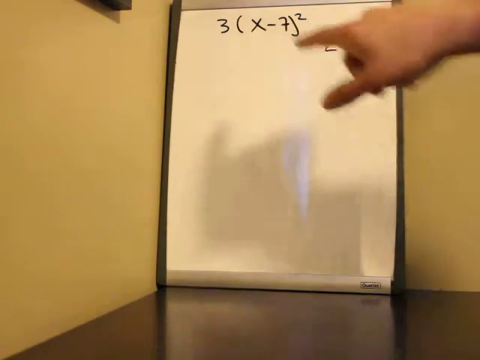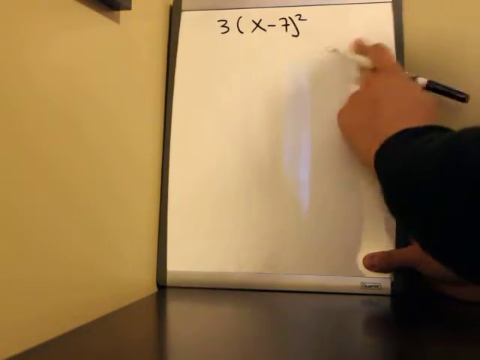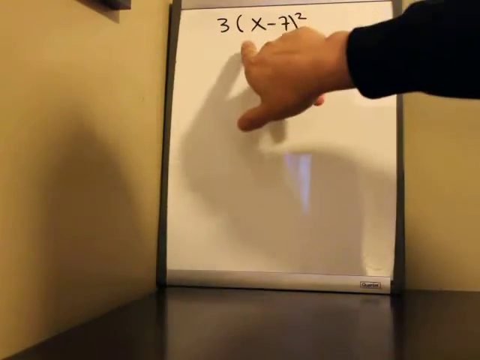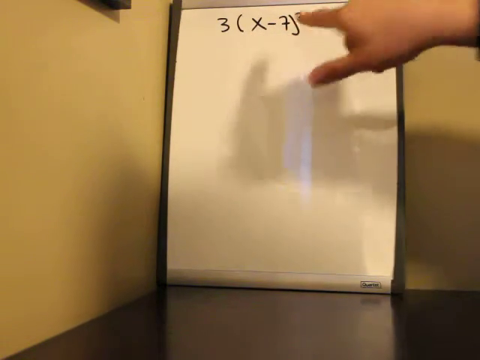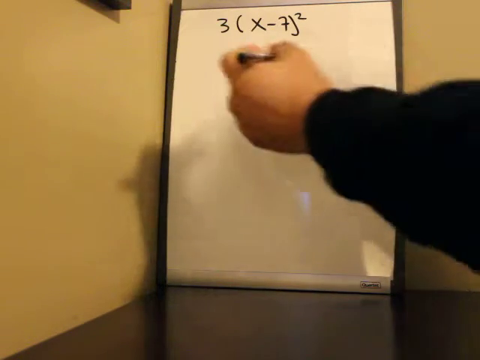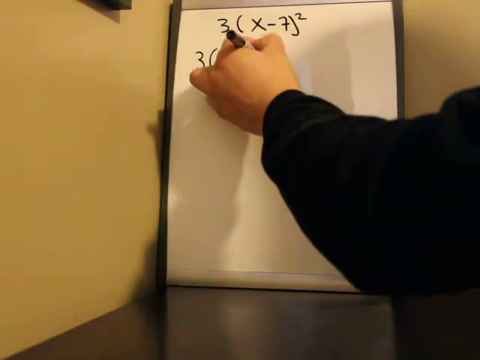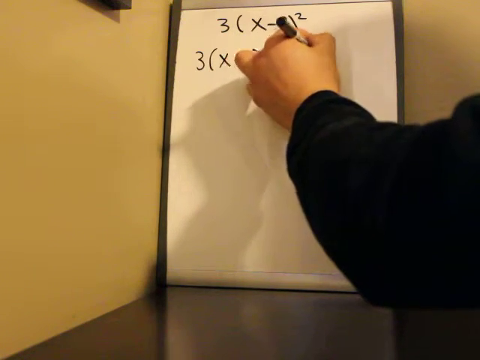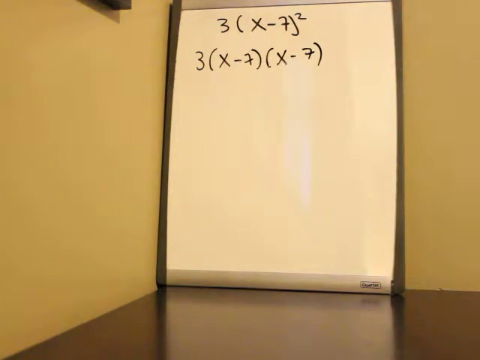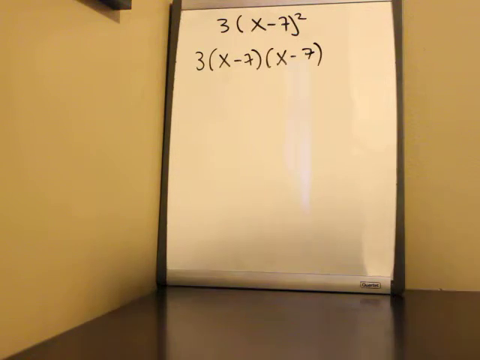So when we go to solve this one, we need to do the same thing. It's this whole thing, x minus 7 squared. So that means that there's going to be 2 x minus 7 squares multiplying together. So the first thing we're going to get is 3 times x minus 7 times x minus 7. Now a lot of you are wondering how in the world could we possibly FOIL this out. Now the idea is like this, alright?